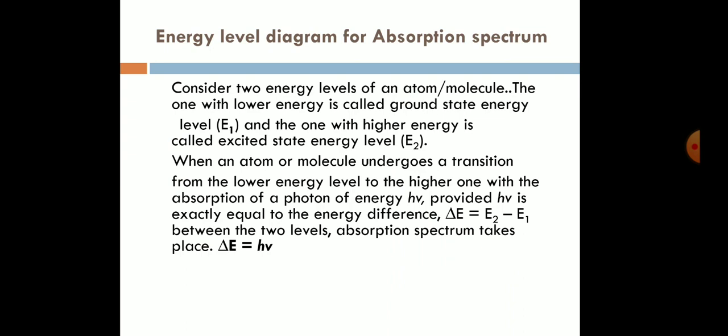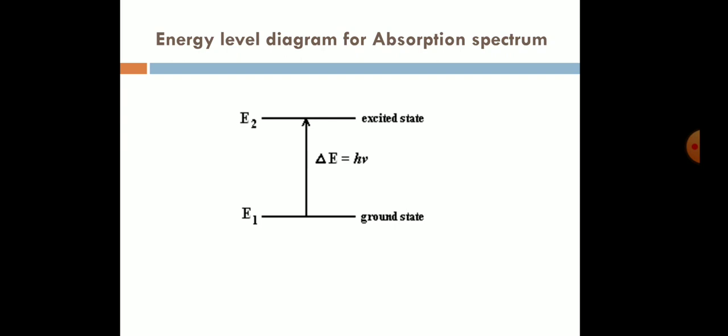Now when an atom or molecule undergoes a transition from the lower energy level to the higher energy level by the absorption of a photon of energy h nu, provided that h nu is exactly equal to the energy difference between the two levels, then absorption of light takes place. See this figure. E1 and E2 are two energy levels present in the molecule. E1 denotes the ground state, E2 denotes the excited state. The energy difference between the two levels is delta E.